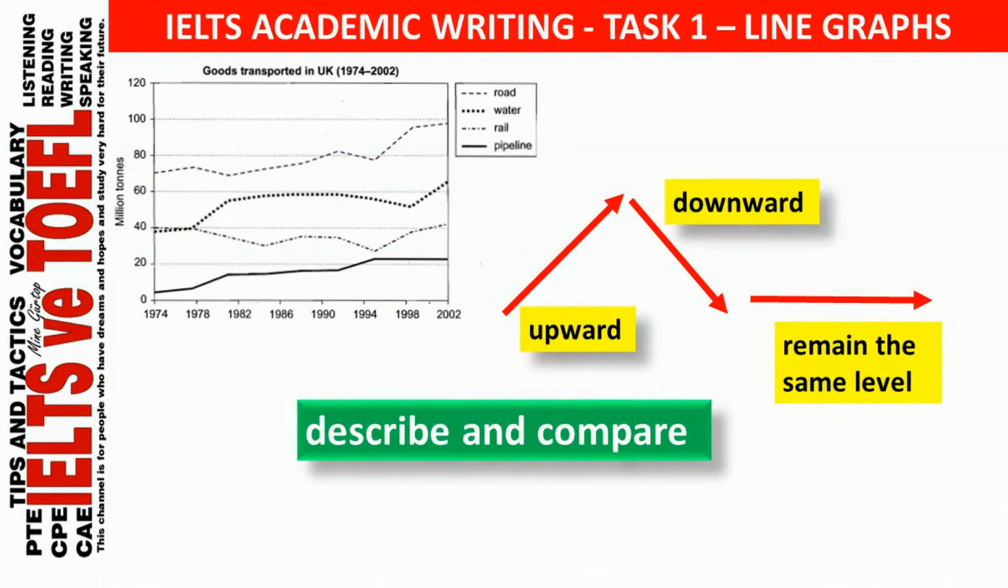Line graphs typically show trends. A trend is a movement of data in a general direction over time. On a line graph, trends are represented by the direction of the lines. Trends can be upward or downward, or they can remain at the same level. An important part of your response is to describe trends and to compare them.